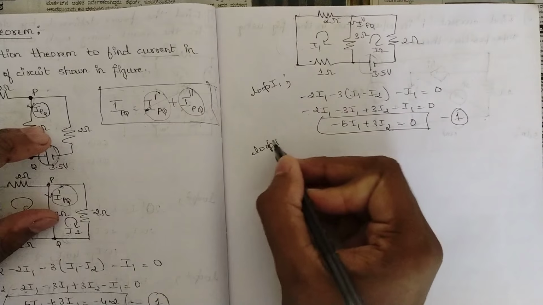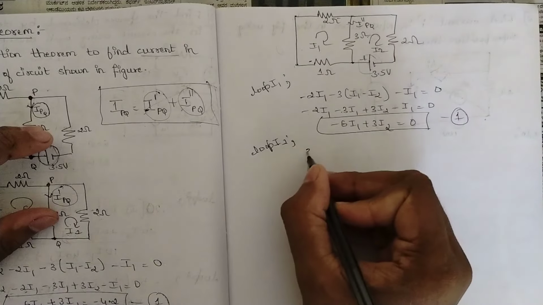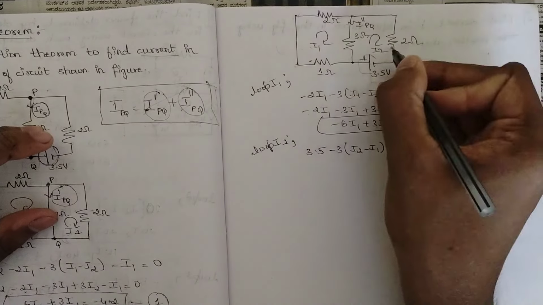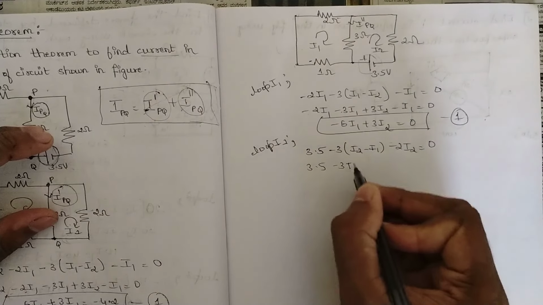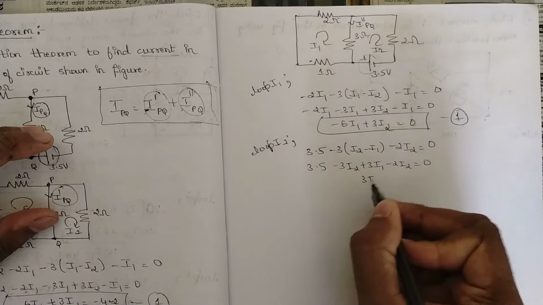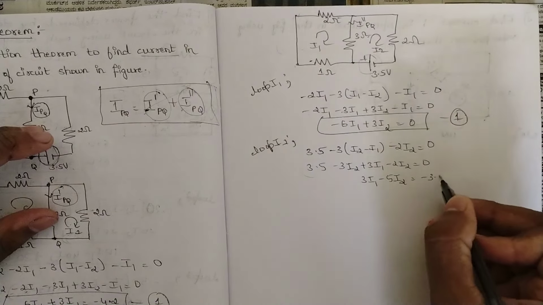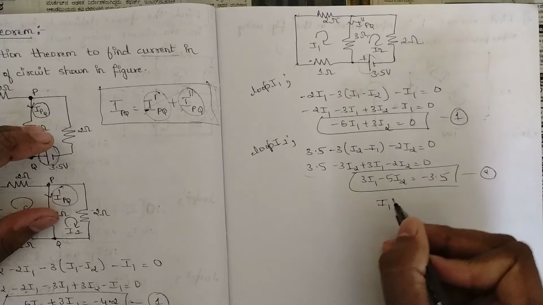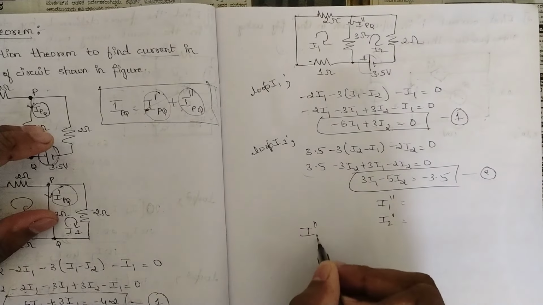Similarly solve for loop I2, that is start from this voltage source, outgoing sign is plus, so 3.5, then minus 3 into I2 minus I1 now, then we have minus 2 I2 equal to 0. 3.5 minus 3 I2 plus 3 I1 minus 2 I2 equal to 0. So 3 I1 minus 3 minus 2 is minus 5 I2 equal to minus 3.5, bringing the plus 3.5 to the other side. That is equation 2. So now we should be finding I1 double dash and I2 double dash, since we are calculating I double dash of PQ, right?